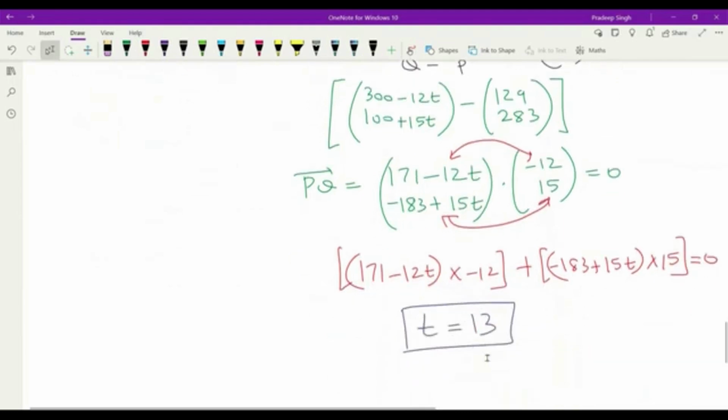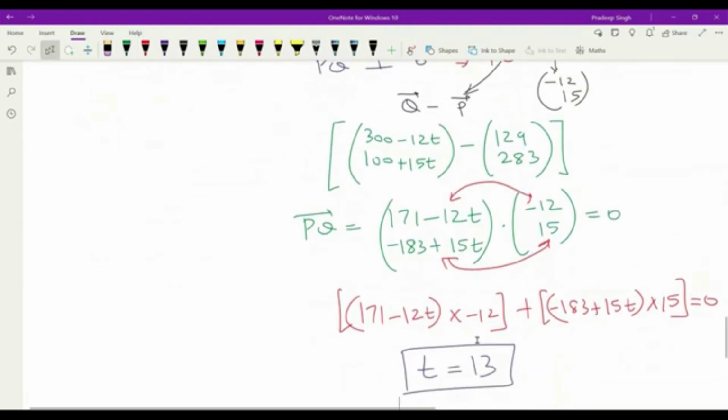We got the value of time as 13 hours. So let's put t is equal to 13 in these expressions. If we put t is equal to 13 in the x coordinate, we'll get 171 minus 12 into 13, which when we simplify will be 15. So PQ vector in that case, let's write that at t is equal to 13.